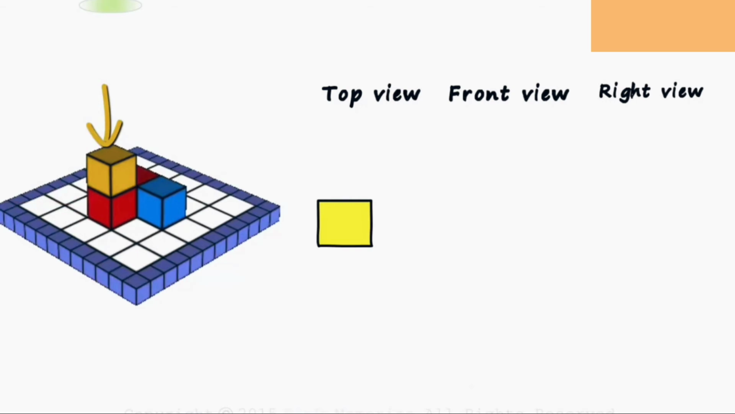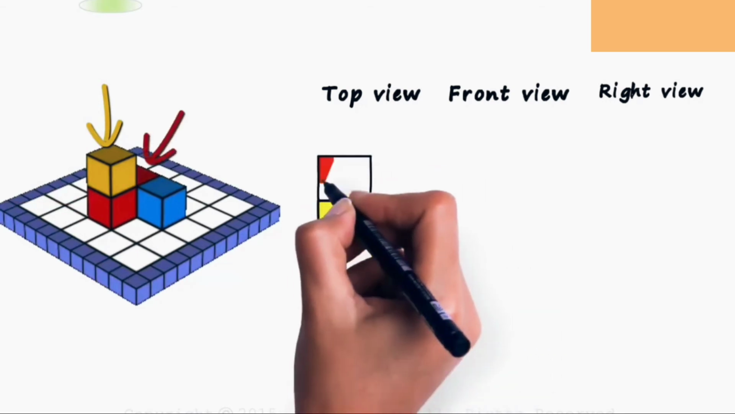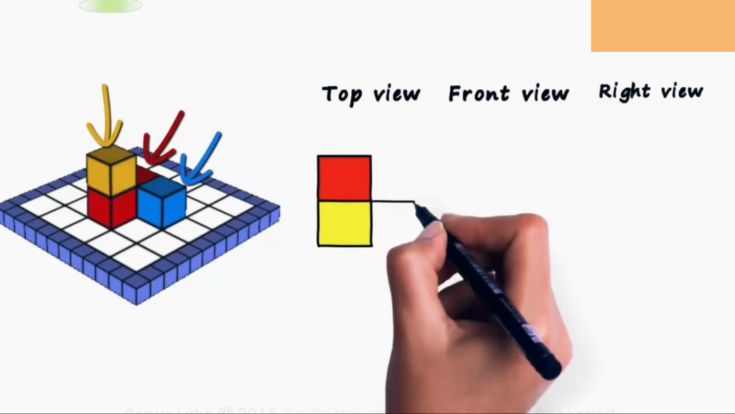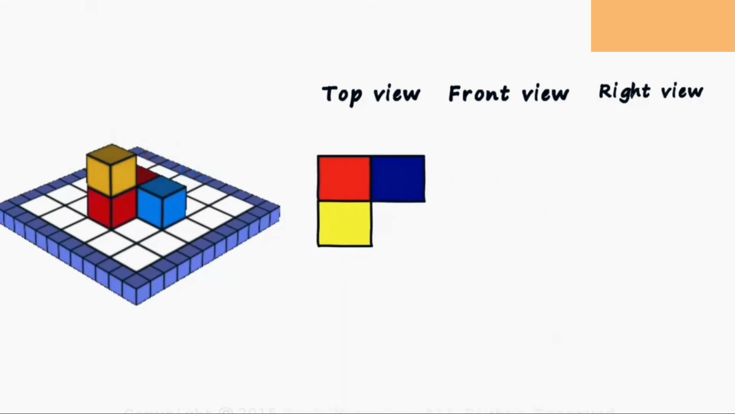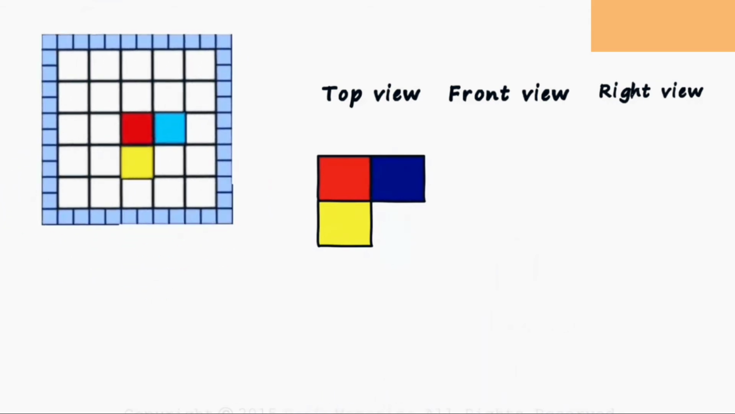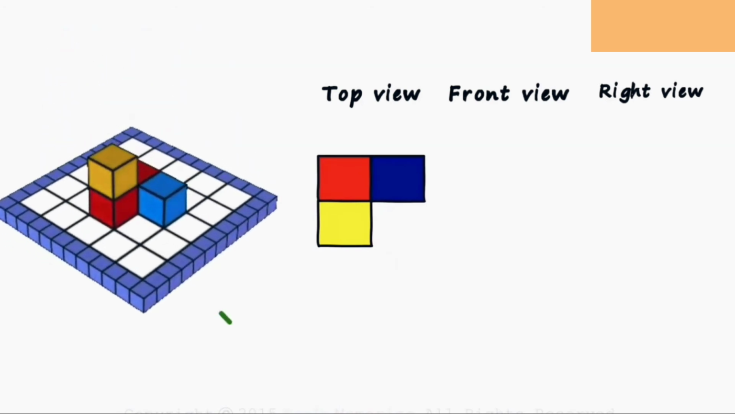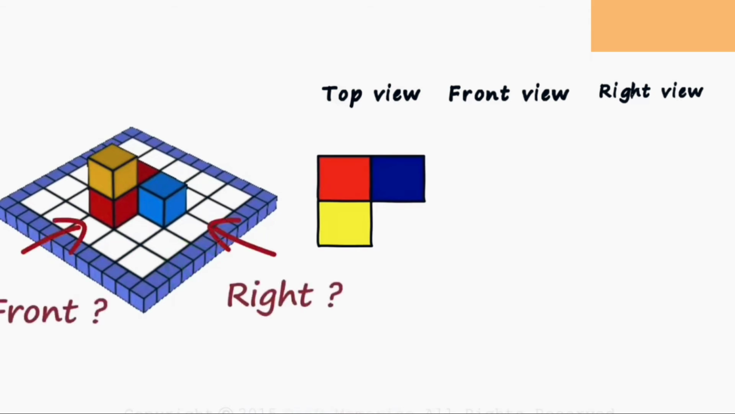Next to the yellow square, we have the top face of the red cube. So we draw the red square face here. And to the right of the top face of the red cube, we have the top face of the blue cube. So we draw a blue square here. This will be the top view. If we take the camera on top, we can see that our figure is correct. Now let's get back to the original view. Looking at this, I want you to try drawing the view from the front and the view from the right.